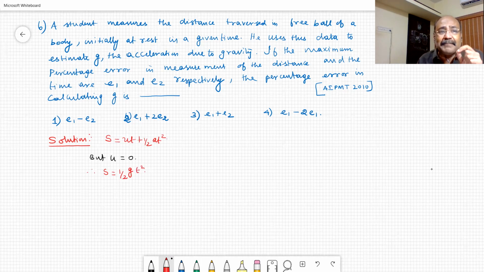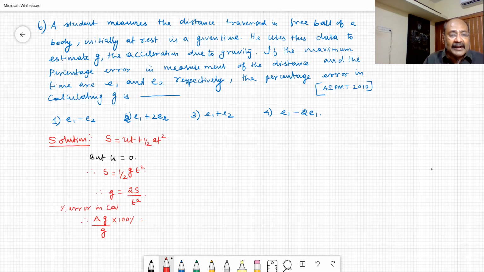But what is asked is that he uses this data to estimate g, the acceleration due to gravity. From this equation, you calculate the value of g. Therefore, g is equal to, on cross multiplying, 2S divided by t square. For this we have to calculate the percentage error. So the possible error is delta g divided by g into 100%, which I have to calculate. This is the percentage error in calculating the acceleration due to gravity g.